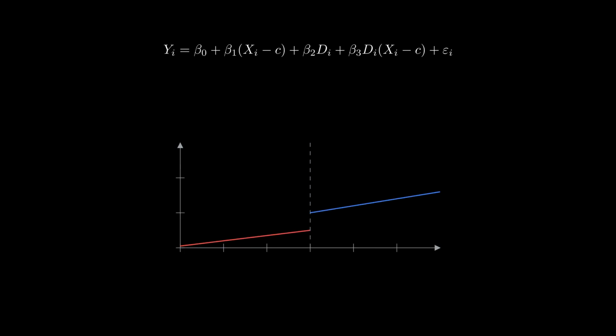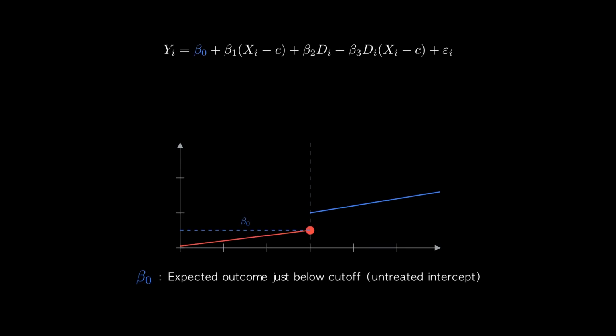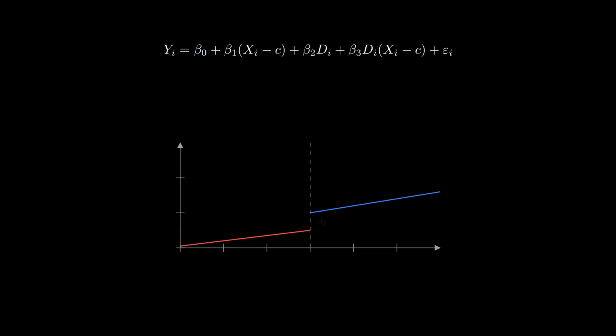Beta 0 is the expected outcome just below the cutoff, the intercept for the untreated side. Beta 2 is the key parameter. It's the jump in outcomes at the cutoff due to treatment, the treatment effect itself. Beta 1 is the slope for the untreated side. Beta 3 captures how much the slope changes on the treated side.